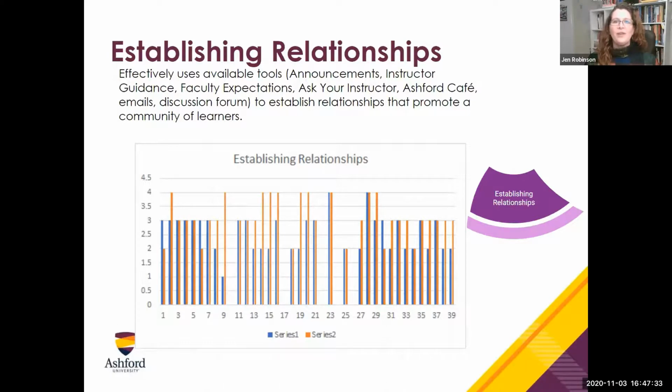It was very rewarding to see that associate faculty were able to raise these scores and provide connections with students. By increasing their scores in this category, associate faculty are using the learning management system tools, in our case Canvas, to build and promote a community of learners.